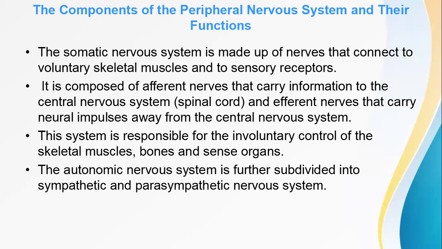Now, this system is responsible for the voluntary control of the skeletal muscles, bones, and the sense organs. Talking about the autonomic nervous system, this is further subdivided into the sympathetic and the parasympathetic nervous system. So these are the two main components that make up the autonomic nervous system.